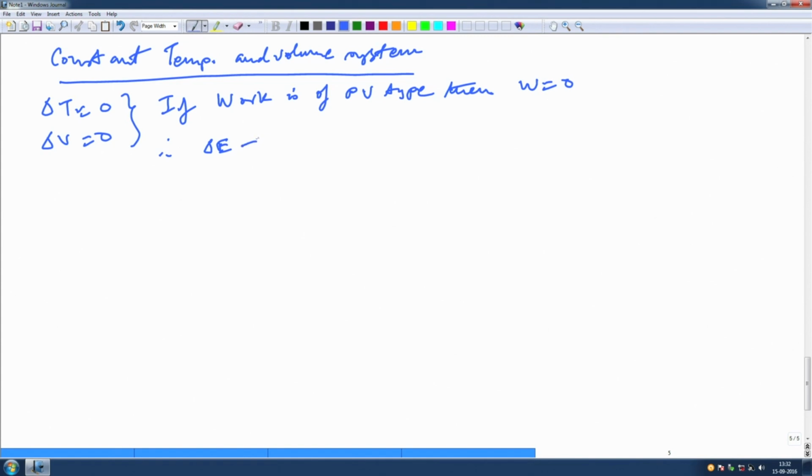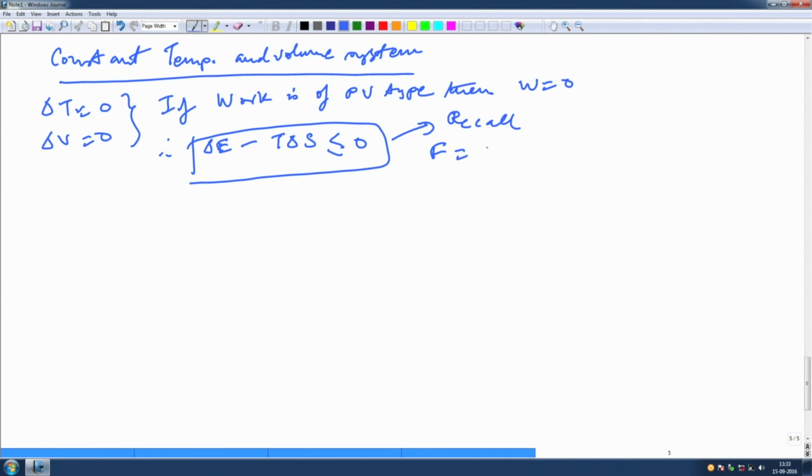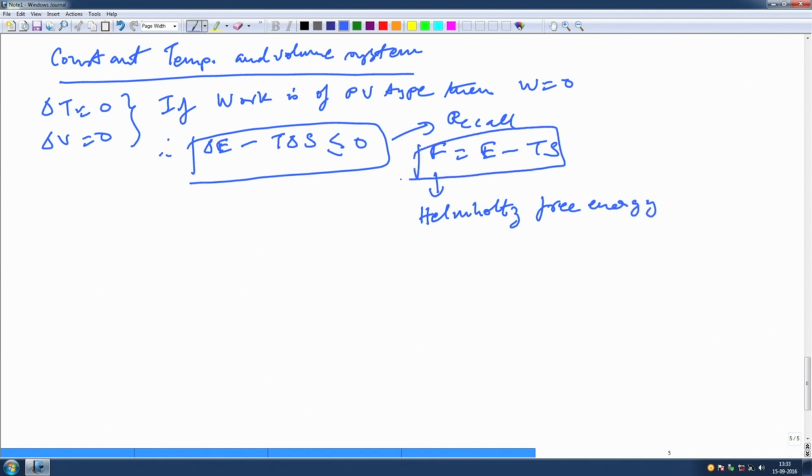your change of internal energy and the change of entropy must be less than equal to 0. Okay. That is a relationship that we can say. Also recall F, we will come to see what F is. F is basically nothing but the Helmholtz free energy, right. This you know from your undergraduate thermo. Helmholtz free energy is given by this particular expression, right.